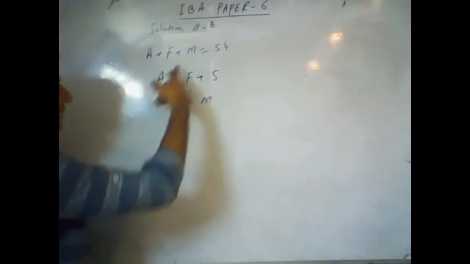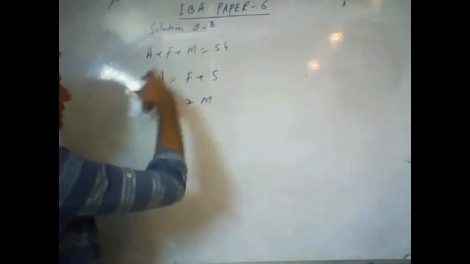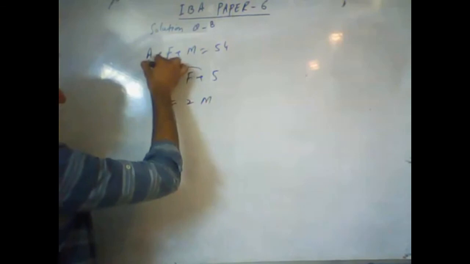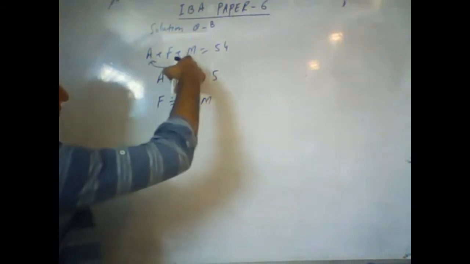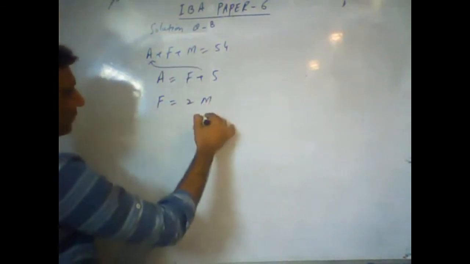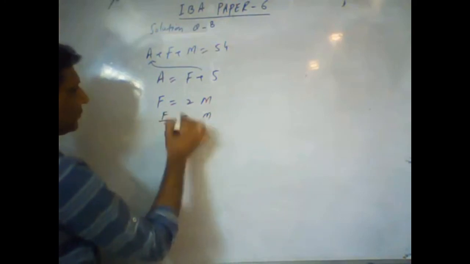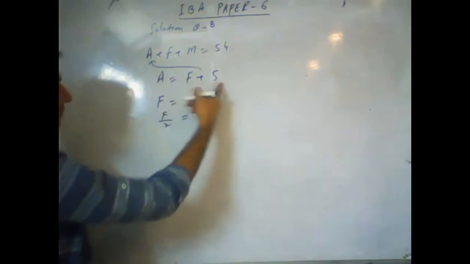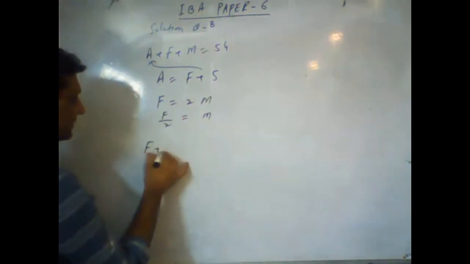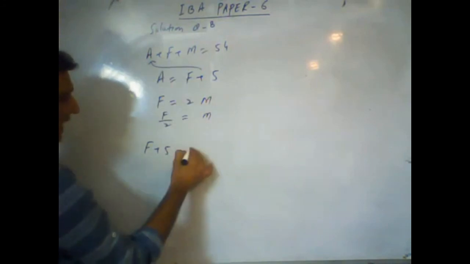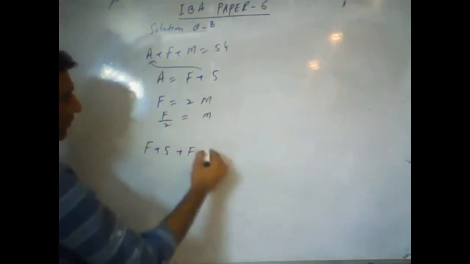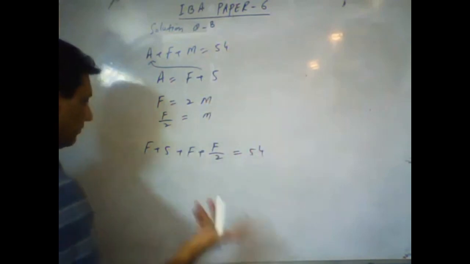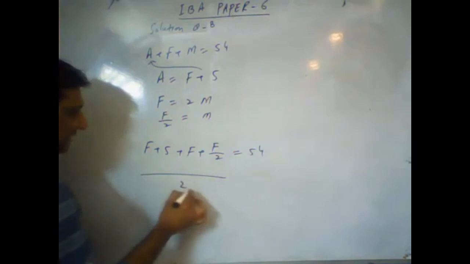So we have to convert these two values into Fareed. So a is f plus 5. We'll put this value of a in here. And we'll put m is equal to f upon 2. We'll make this whole thing into Fareed. So a is f plus 5. So this whole thing will be f plus 5 plus f plus m, which is f over 2, is equal to 54. So you take LCM or whatever you like.